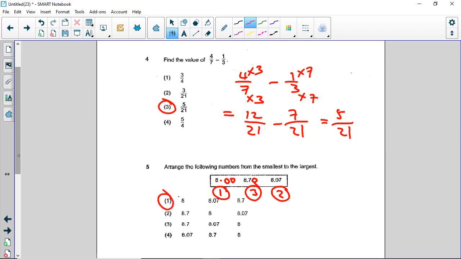Okay, number 1. So the lesson here: you have to change the whole number into a decimal, and then make all the decimals have the same decimal places. Then you can compare. Otherwise you cannot compare. It's very hard to compare.